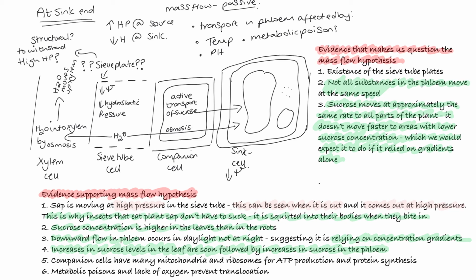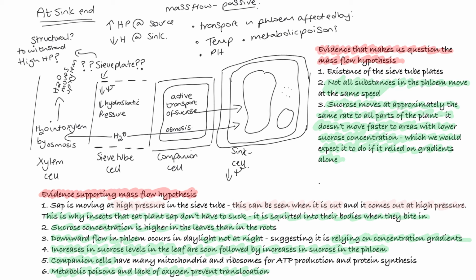The other thing is, if you treat phloem tissue with metabolic poisons or you inhibit oxygen getting to those tissues, then translocation stops. Also, the very existence of the companion cells tells us that whatever is going on is an active process because there are many mitochondria and it's producing loads and loads of ATP. So we've sort of got both sides of this hypothesis. Is it correct? Is it not correct? I think what we can really tell is that it's unfinished. So that's everything that you need to know about the process of translocation in the phloem.